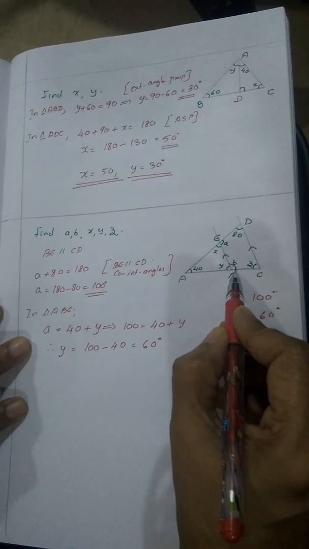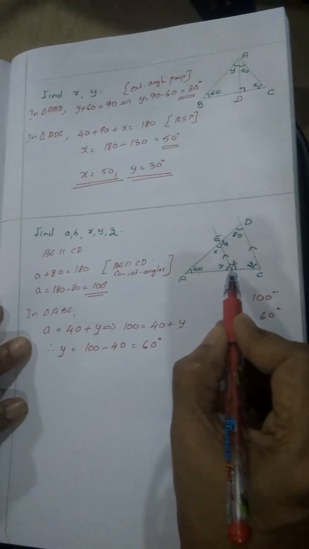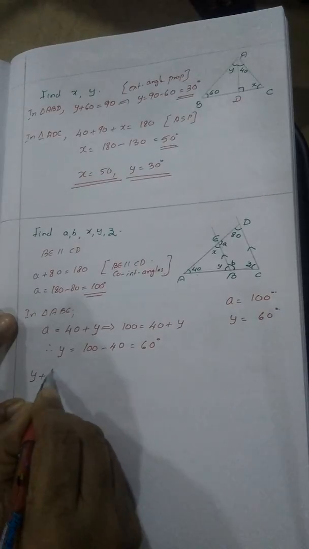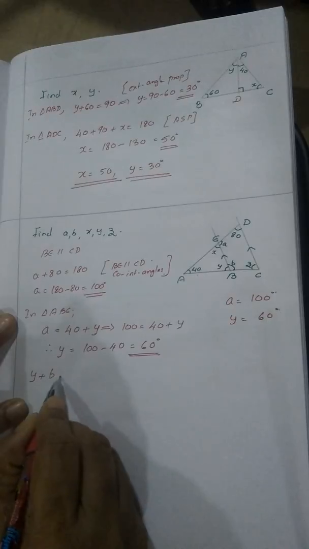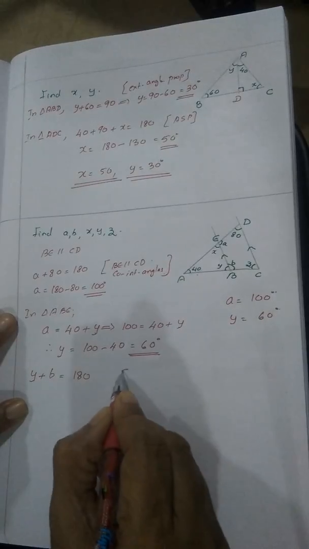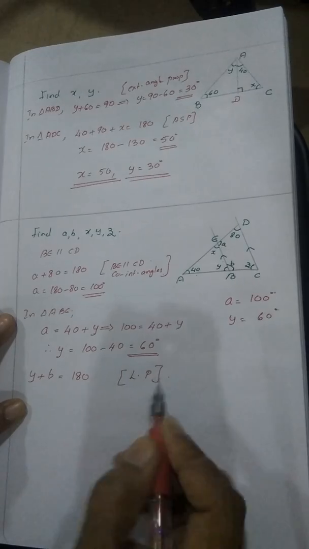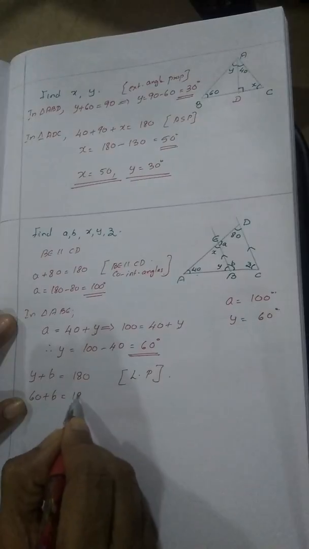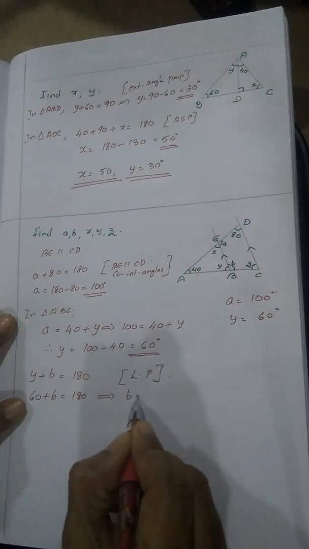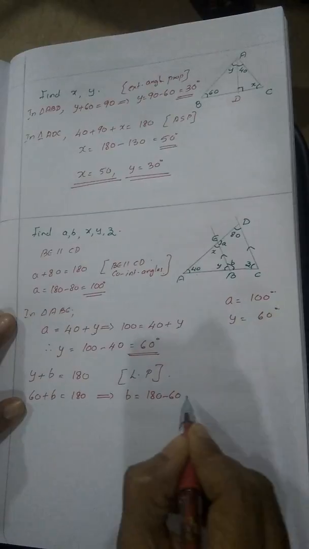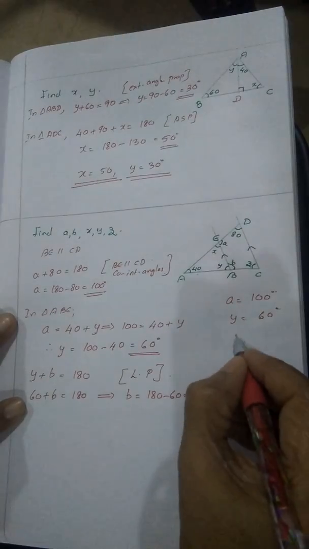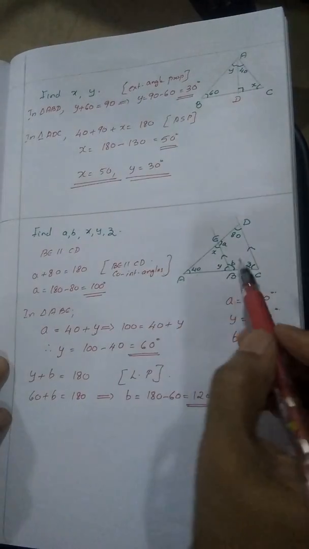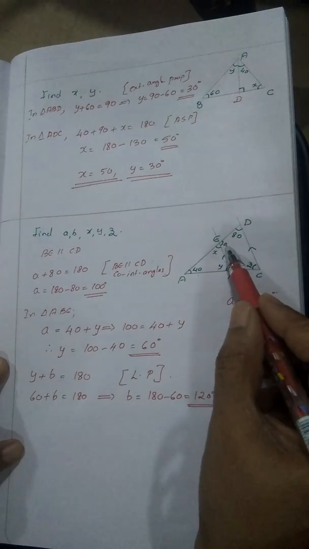Now B, Y and B form a linear pair. So Y plus B is equal to 180. The reason is linear pair. Y we know is 60. So 60 plus B is equal to 180, from which you will get B is equal to 180 minus 60, which is 120 degrees. So B is equal to 120 degrees. So we got Y, B and A.